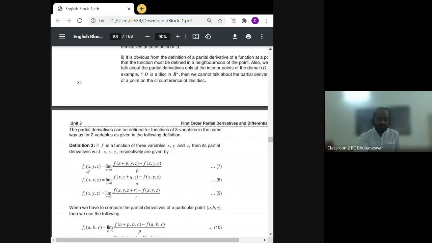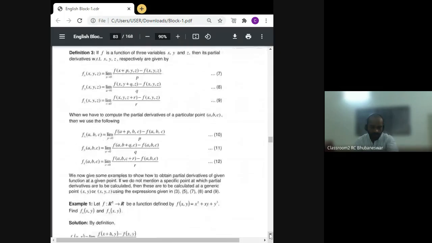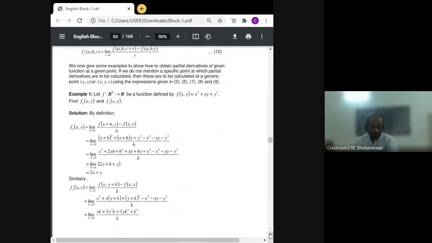In f sub x, look at the expression: x changes to x plus p, and here this is x. The other two variables are exactly the same. Similarly, in f sub y, the increment of y is to be estimated, y plus q minus y. The other two variables are exactly the same. Similarly, in f sub z, the change of z, that means z plus r minus z, and the other two variables are exactly the same. So these are the simple definitions to calculate the partial derivative with respect to x and with respect to y, in terms of two variables and three variables.